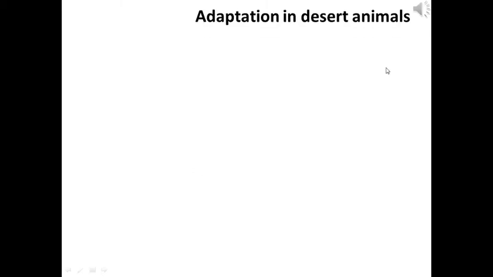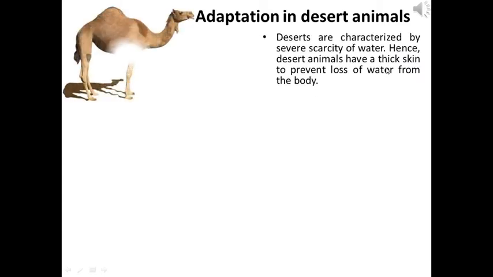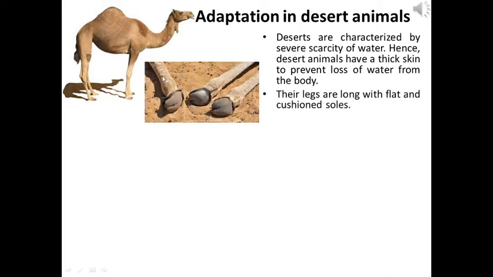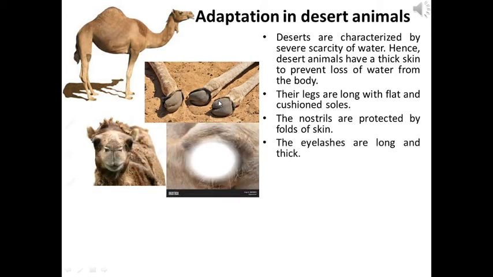Considering the adaptation in desert animals, deserts are characterized by severe scarcity of water. Hence, desert animals have a thick skin to prevent loss of water from the body. Their legs are long with flat and cushioned soles. The nostrils are protected by folds of skin. The eyelashes are long and thick. All these adaptations protect the body of the desert animal from the severe heat and the sand of the deserts.